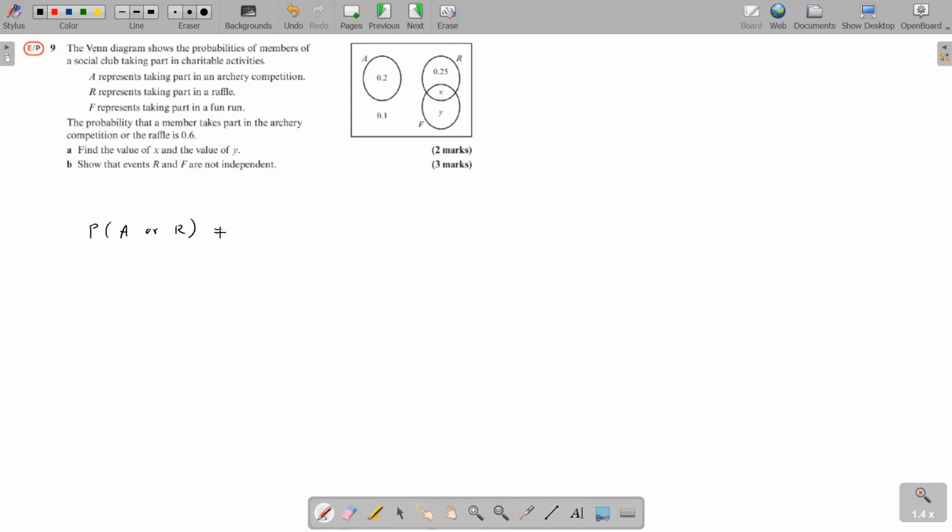So probability of A or R is equal to 0.6. Find the value of X and the value of Y. Show that the events R and F are not independent. Okay, so guys, first things first.